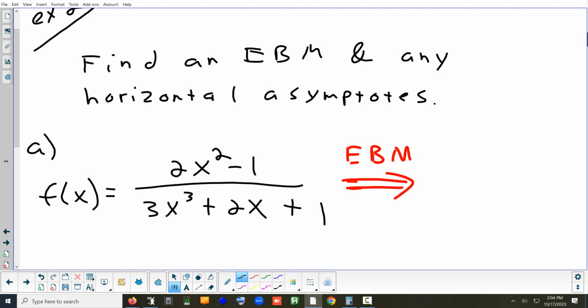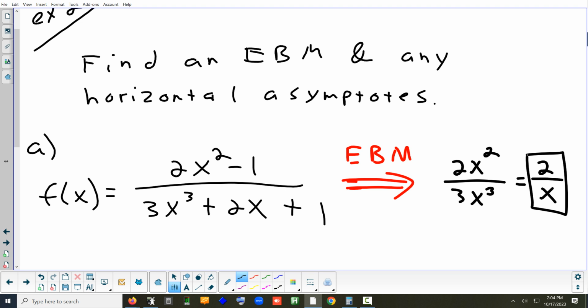Yep, 2x squared. What's the EBM of what's in the bottom? 3x cubed. And now when we simplify that, how many x's can I cancel from the top and the bottom? 2. I can cancel 2. And how many x's would I have left over? 1, and it would be in the bottom. So this would be 2 over x.